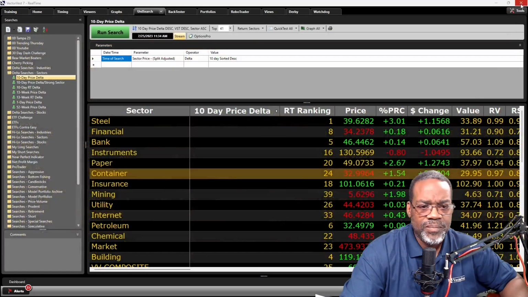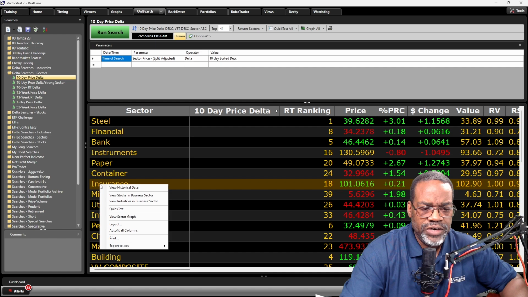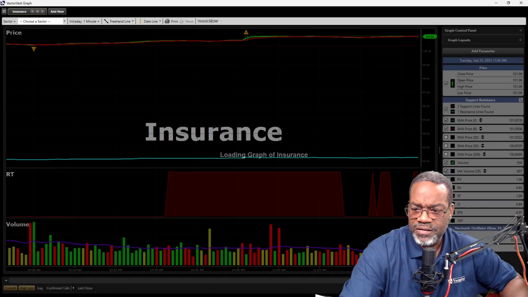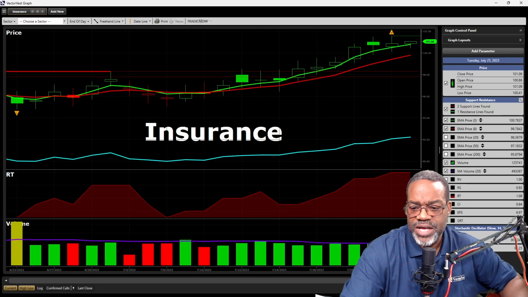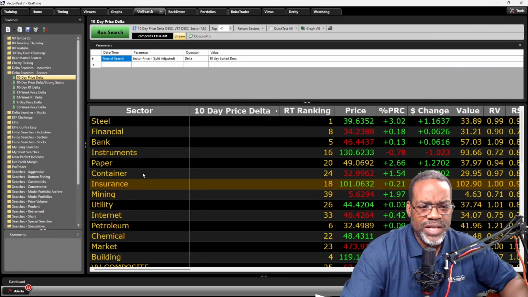Let's go see if we get a couple more. Container insurance. Let's view the sector graph. Once you get used to this, wow. Once you get used to this, this is not a bad way to find stocks. I'm going to take that. Very close to the 1 month highs, just coming off of the 1 month high. Let's go look at that one. Right click, view the stocks in that sector.